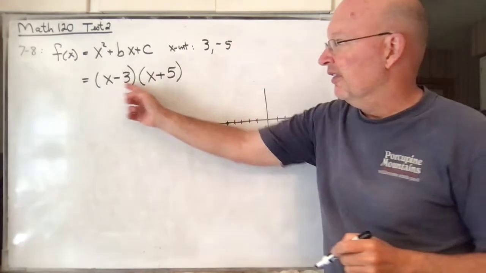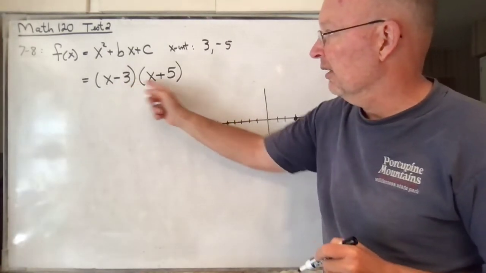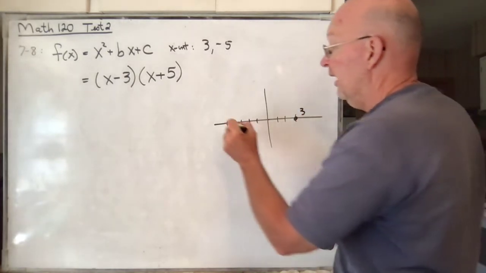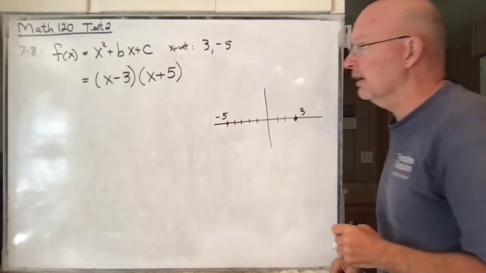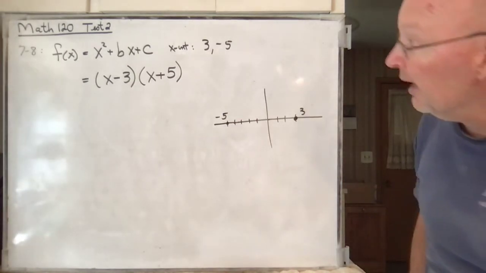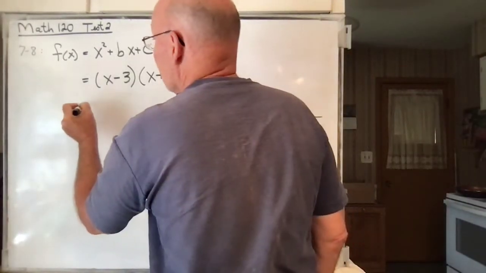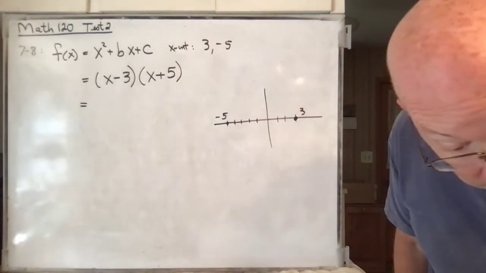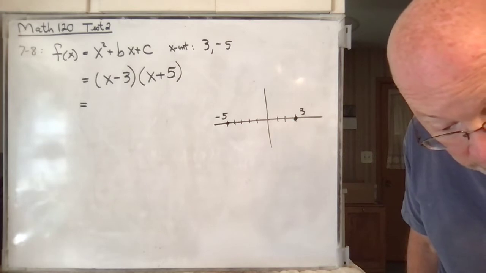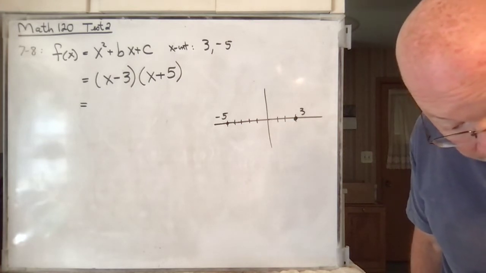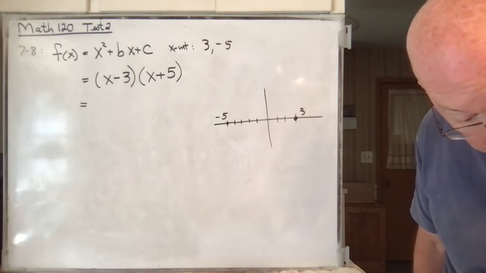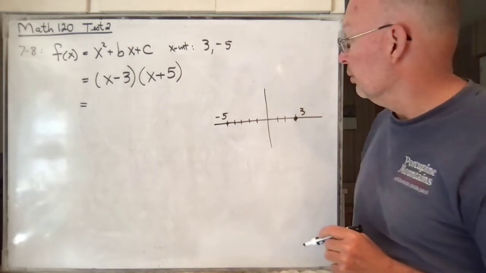So notice that this function right here is going to be 0, both at the point 3 and at the point negative 5. Agreed? That's what we want. So it looks like that, and now you can FOIL this out. Is that what they asked us to do? Oh, actually they don't. They just say, what's the vertex?